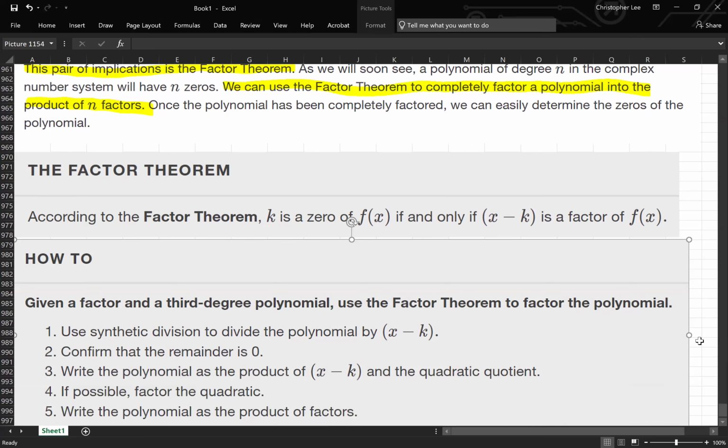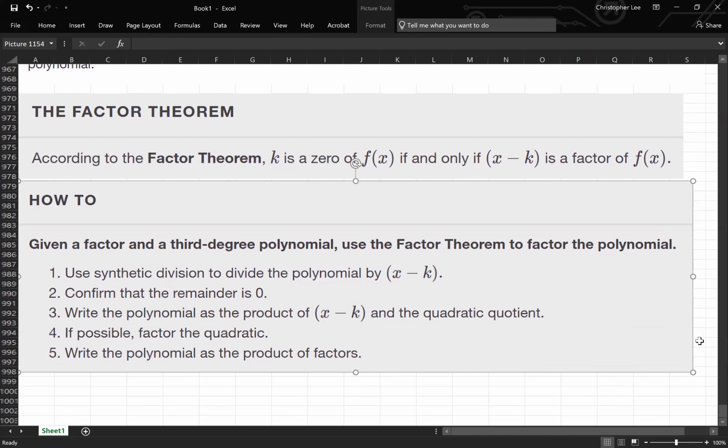So write the polynomial as a product of x minus k and the quadratic quotient. If possible, factor the quadratic. Go further, factor completely. Write the polynomial as a product of factors. So we're going to have multiple factors being multiplied together to get back to that massive polynomial. That's what we're doing over here.